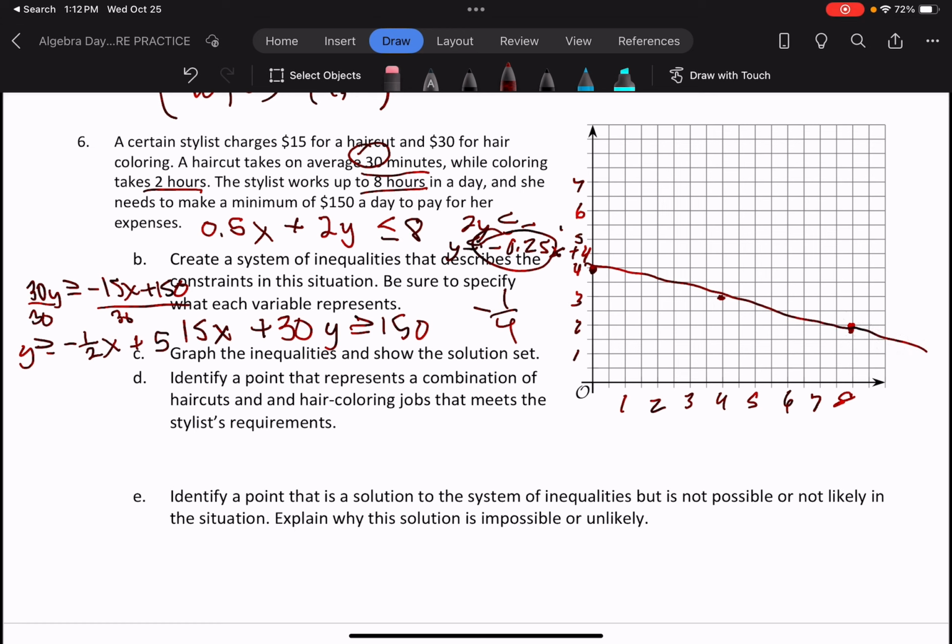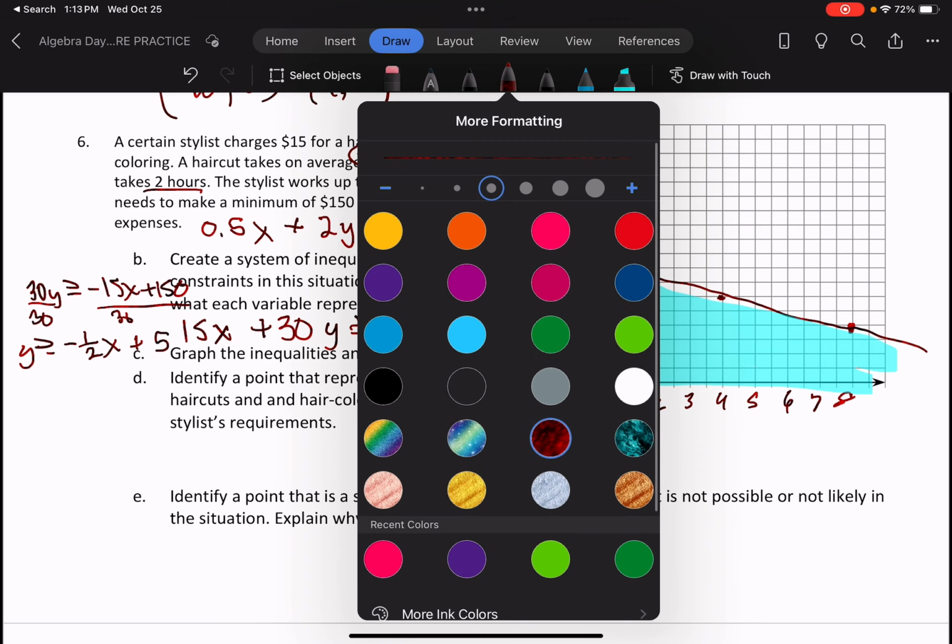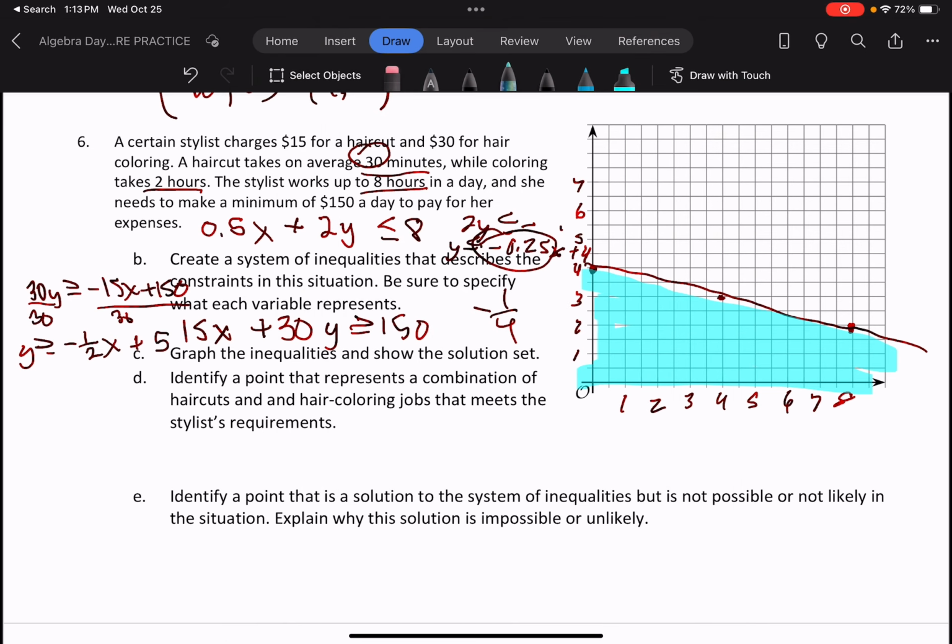Okay, and so this first one is less than or equal to, and so less than or equal to means that we're going to be shading underneath this line, because if I test a point 1, 1, for example, that'll be less than or equal to 8. That works.